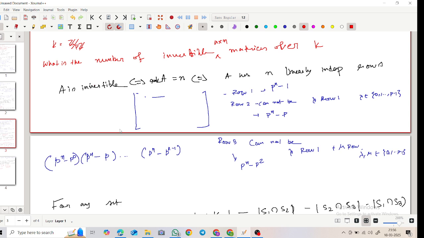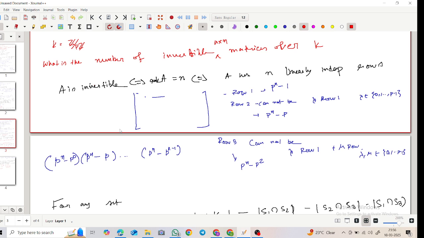How many matrices are there with determinant, I mean some number which belongs to the field? Suppose how many singular matrices are there? Singular matrices is very easy.